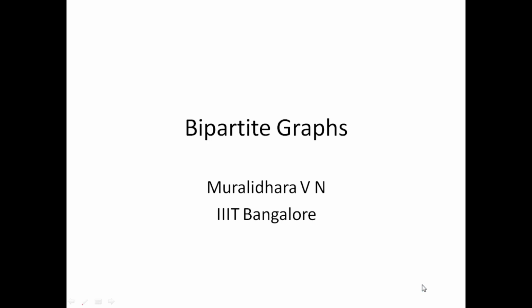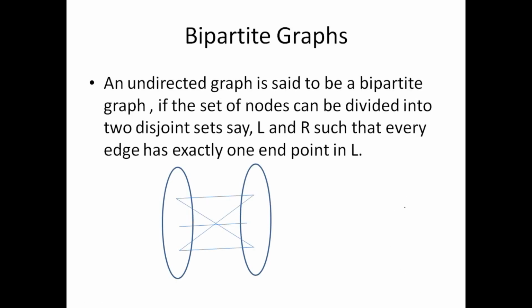We will use this fact to come up with an efficient algorithm using BFS to decide if a given undirected graph is a bipartite graph or not. Let's get started with the definition of what's a bipartite graph. So in this video, we're going to study what are known as bipartite graphs. Let's first define what is a bipartite graph.